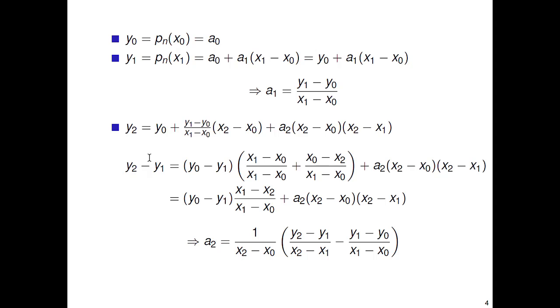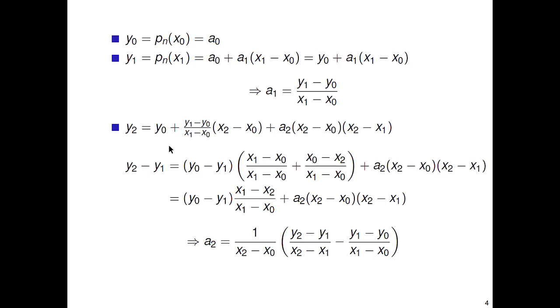So let's just subtract a y1 from both sides. So here, y2 minus y1. Here, I'm going to have a y naught minus y1 times 1. Now I'm writing 1 this way. Why am I writing it this way? I'm writing it this way just to come up with a common denominator. So everything will be over x1 minus x naught.